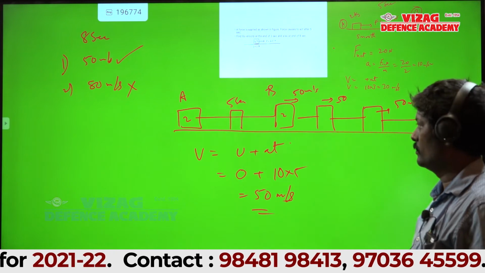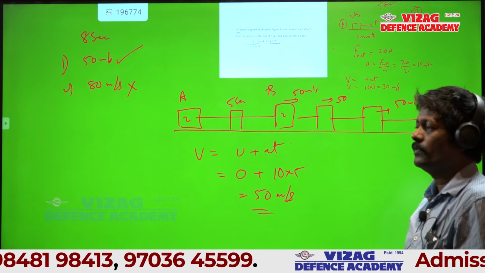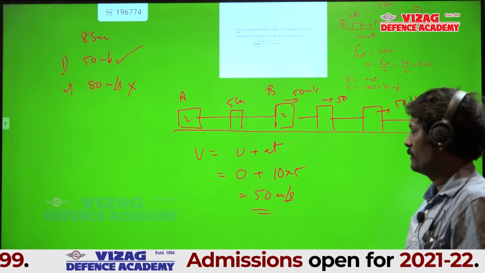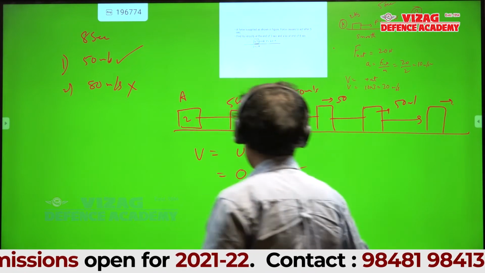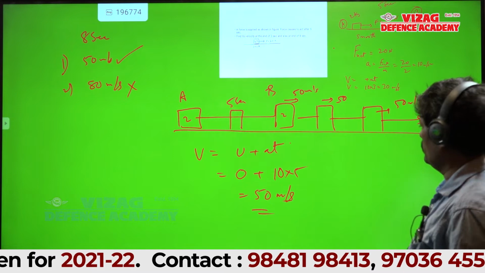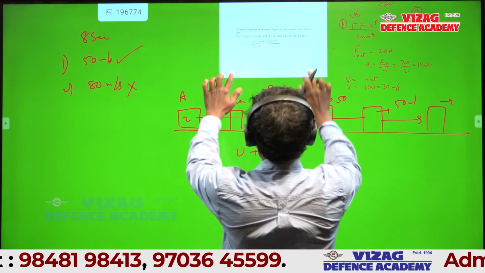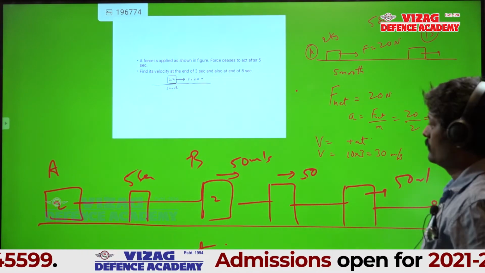Very good. Can anyone tell me what is the velocity at the end of 1 second? 10 meter per second. Very good. Now, can I go to the next one? Yes, sir. Have you written this clearly?